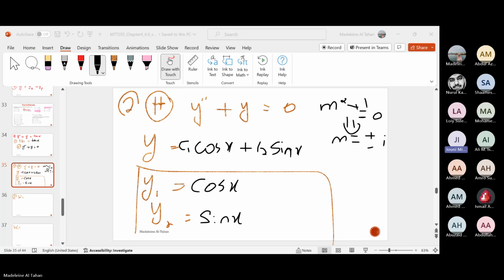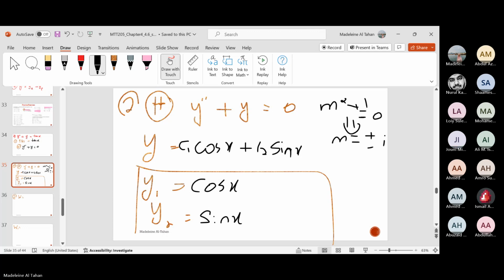For step 2, no. Okay, so step number 2, we need to solve the homogeneous equation. Now you're hearing, right? We find the auxiliary equation. Then y equals C1 cosine x plus C2 sine x. Y1 is cosine and Y2 is sine. Are we okay before we move forward?